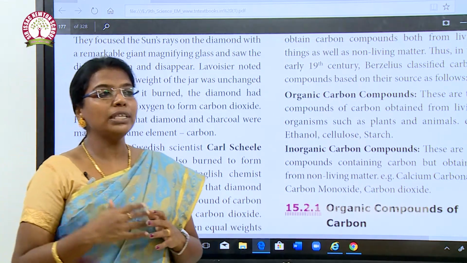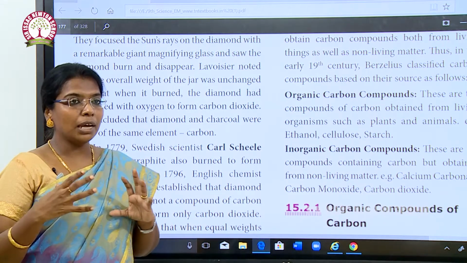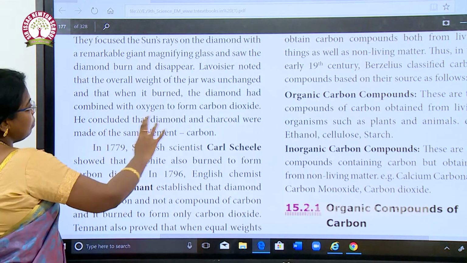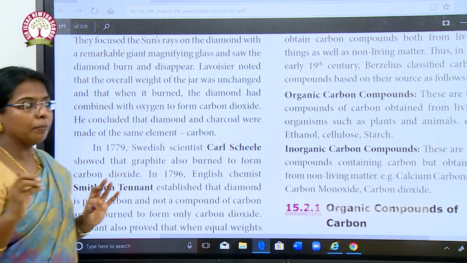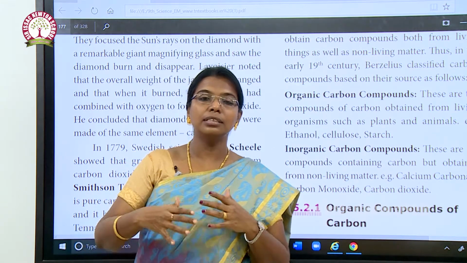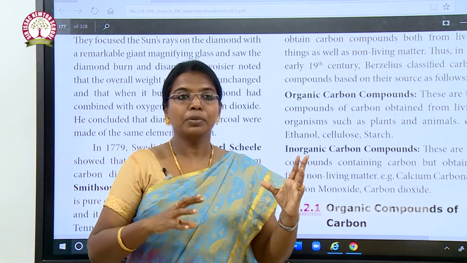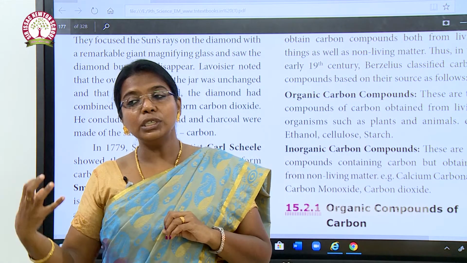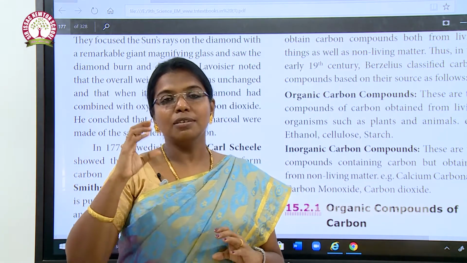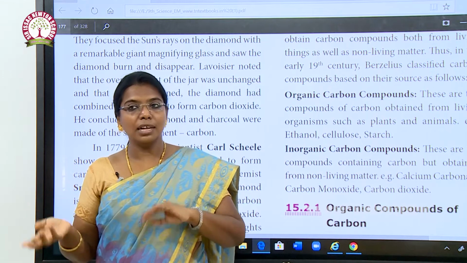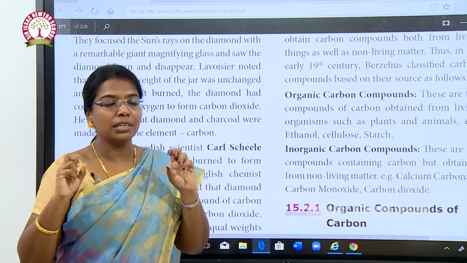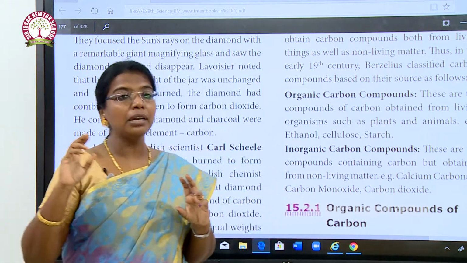So Antoine Lavoisier found carbon through an experiment, and he found that diamond and charcoal were made of the same element, carbon. The carbon in dead decomposed plants and animals, after millions of years of decomposition under the soil, has become diamond. So he concluded that charcoal, after millions of years, will become a diamond, and the main part in the charcoal as well as in the diamond is nothing but carbon.